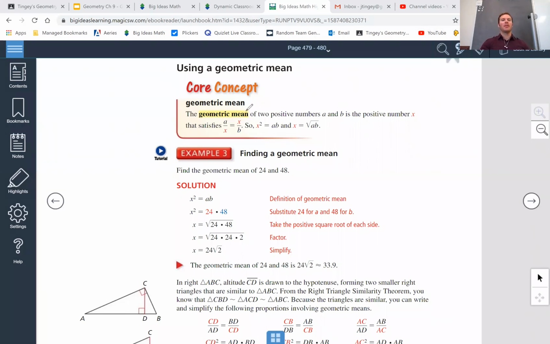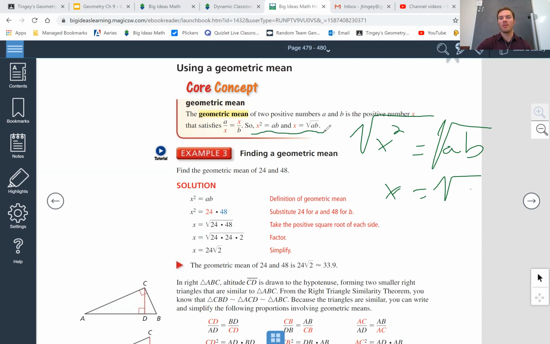So the geometric mean of two positive numbers, a and b, is the positive number x that satisfies this. Okay, so x squared equals ab and x equals the square root of ab. Because when you take the square root of that x squared and ab, because you're trying to solve for x, you have to do the square root on both sides. The square root of anything squared is going to be that same number, x. And then you're left with the square root of ab. All right, so go ahead and put those in your notes.